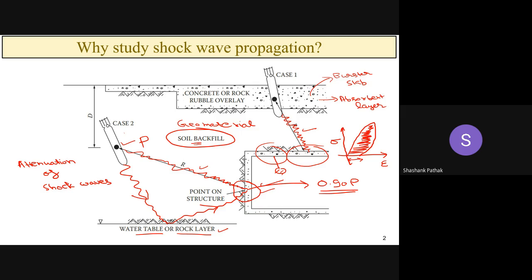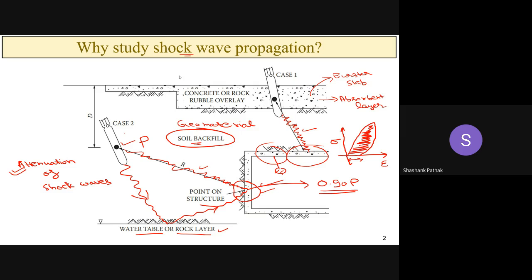So that is also a factor which can be used by the designers to calculate the accurate loads on the structure. So the attenuation phenomenon also makes the system very complicated, and the study of shock wave propagation very complicated. It is not an easy topic, and it is a very involved area of research.